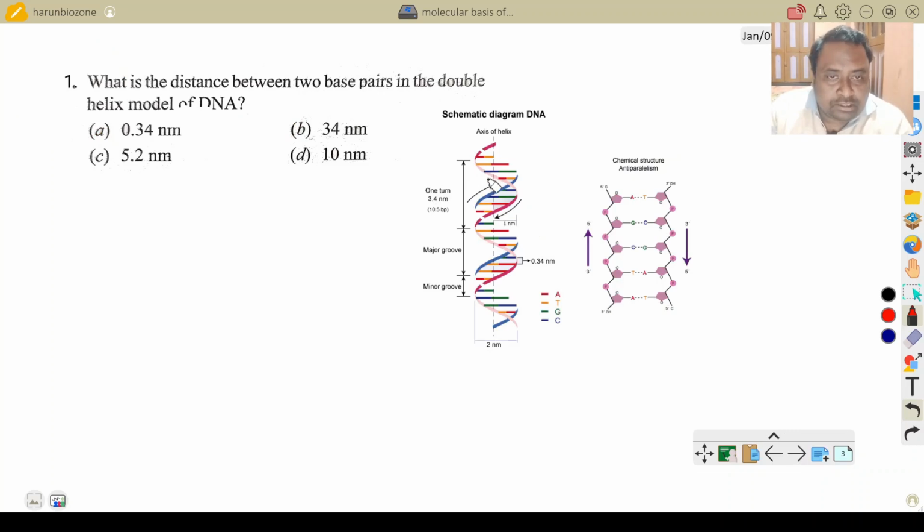Here the double helical structure, and the distance between two base pair is 0.34 nanometer, and the complete turn of DNA is 3.4 nanometer, and the total number of base pair present in a complete turn is 10.5 base pair. Okay, and the radius of the DNA is 2 nanometer. And the distance between two base pair, suppose this one base pair and this one base pair, this base pair distance is 0.34 nanometer. Clear? So here the right answer is 0.34 nanometer.